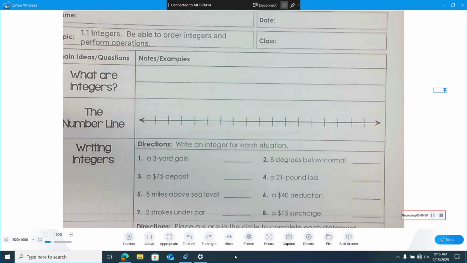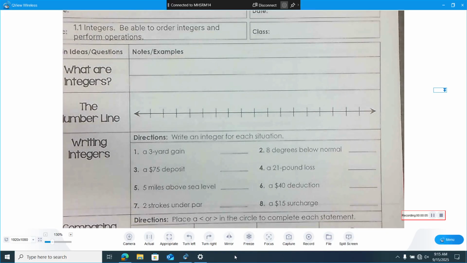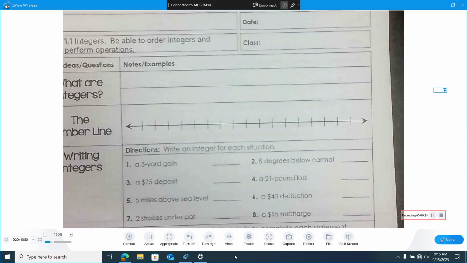Just like most years, we always start with a bit of review, okay? However, if you're in 7th grade, you might not have talked about integers before, and by integers, I mean positive and negative whole numbers. So that's what we're starting out with today. We want to be able to order integers and perform operations with integers.